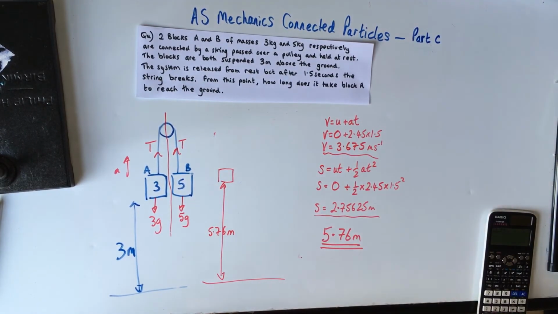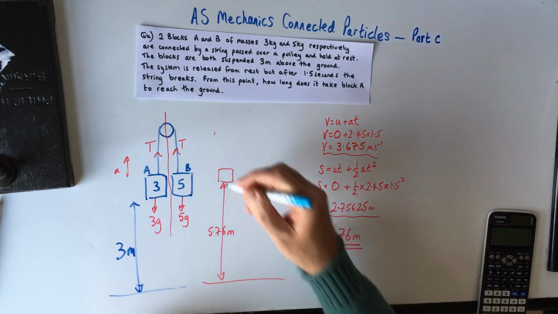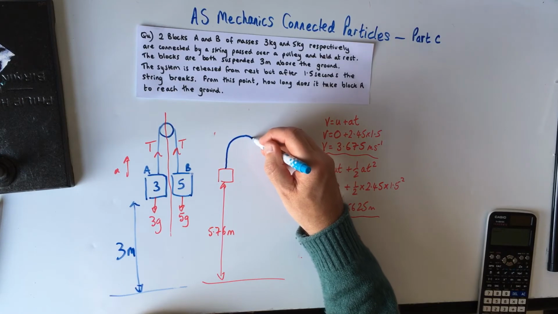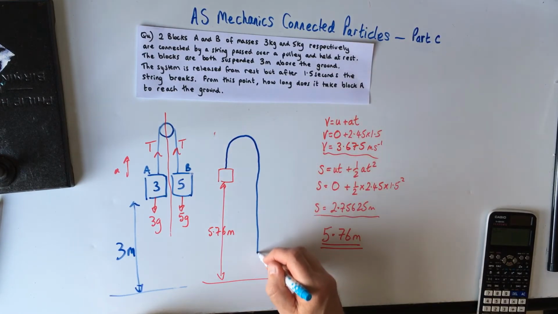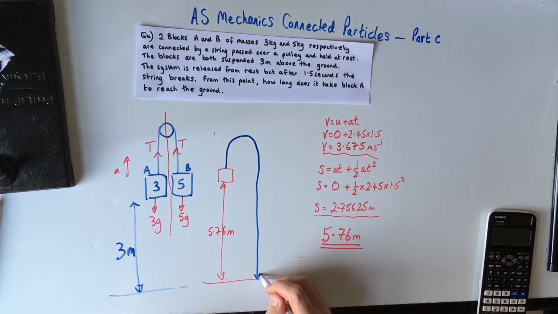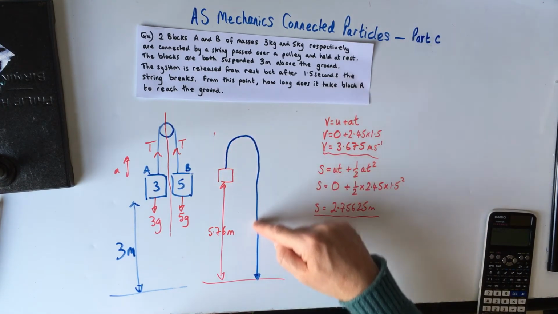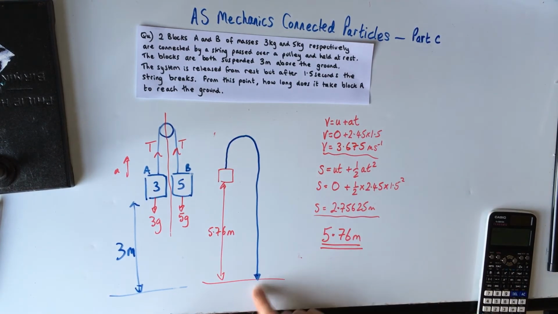So what's going to happen to it now? Well, it's going to slow down under gravity, reach its maximum point, which we're not asked to find this time, and then it's going to hit the ground here. And the question is saying, from the point when the string breaks, how long is this journey? Slowing down and then speeding up and dropping all the way down to here.